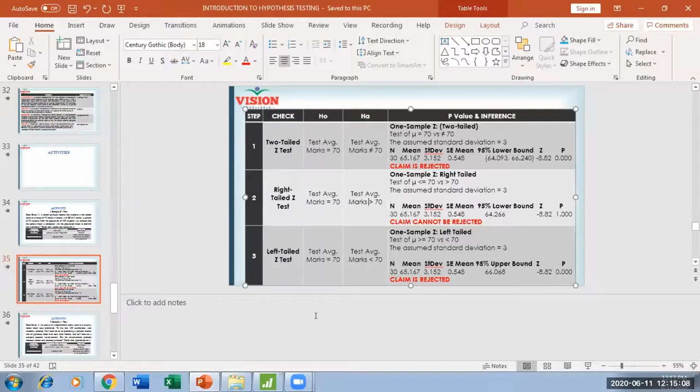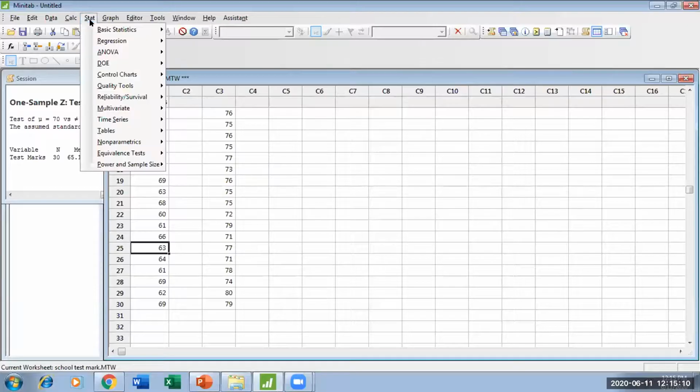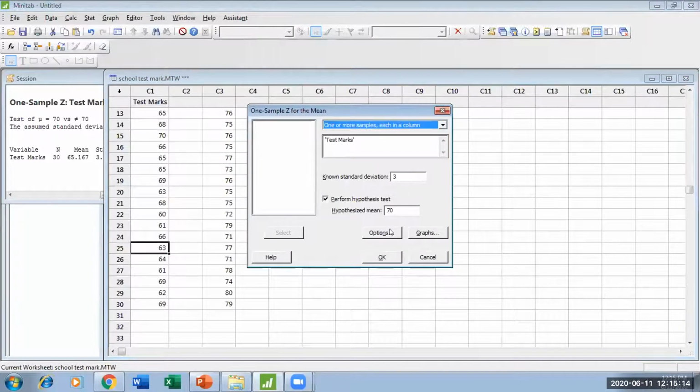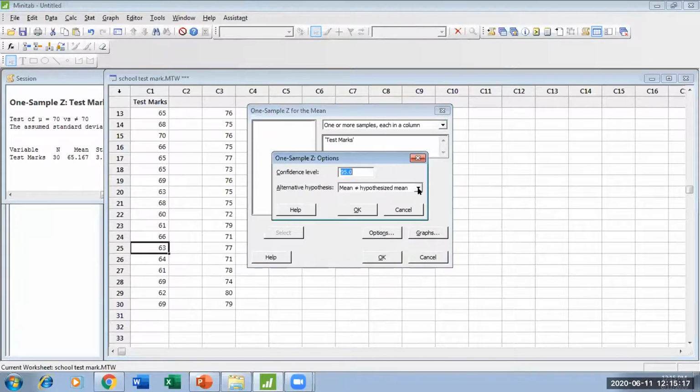Minitab. Again, I'm going to Minitab. Now what I do is, I go to Stat, I go to Basic Statistics. Once again, I go to One Sample Z Test. Everything is the same. Only difference is the alternate hypothesis I'm going to change. Now teachers are saying the mean is more than the hypothesized mean.